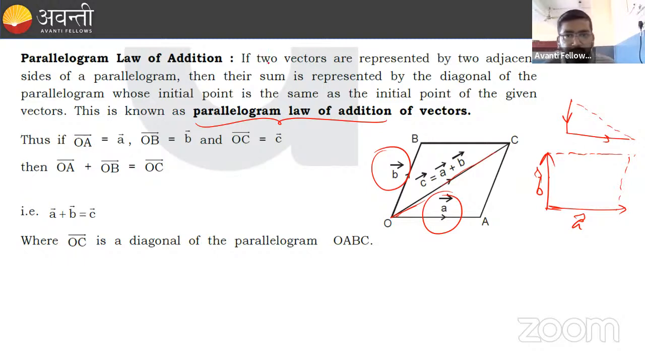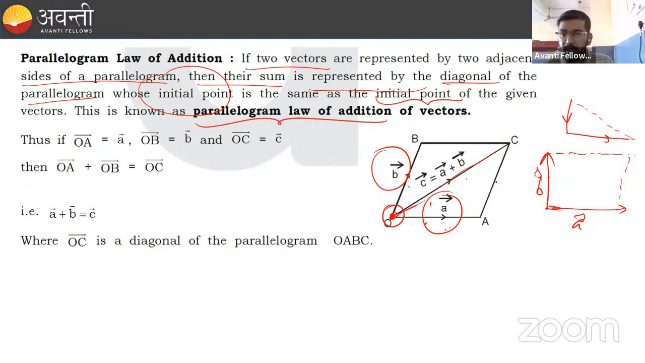So let's read the statement to understand more. If two vectors are represented by the adjacent sides of a parallelogram, then their sum is represented by the diagonal of the parallelogram whose initial point is the same as the initial point of the given vectors. Just now we saw that the initial point is the same for all these three vectors. a bar and b bar are the adjacent sides of the parallelogram, and hence c bar will also originate from the same point and it will be the resultant of a bar and b bar.